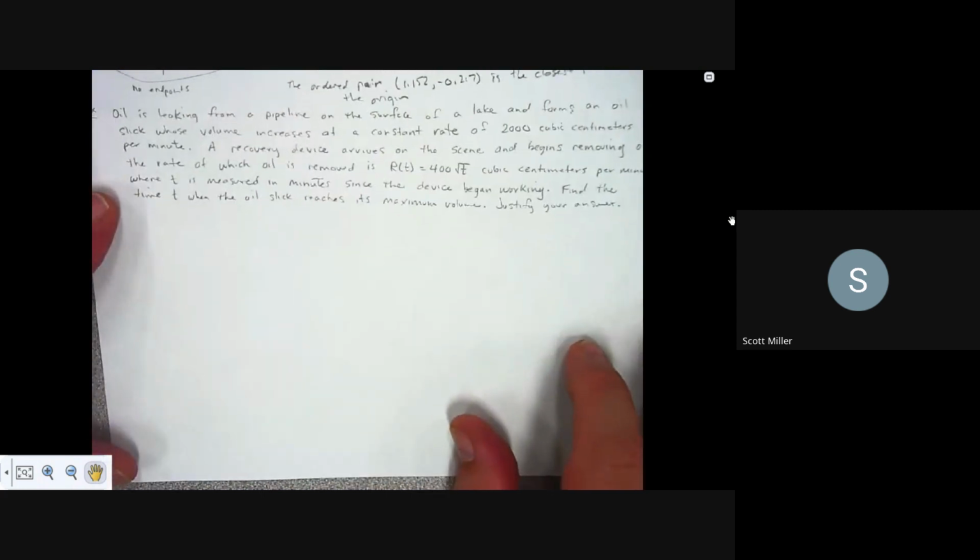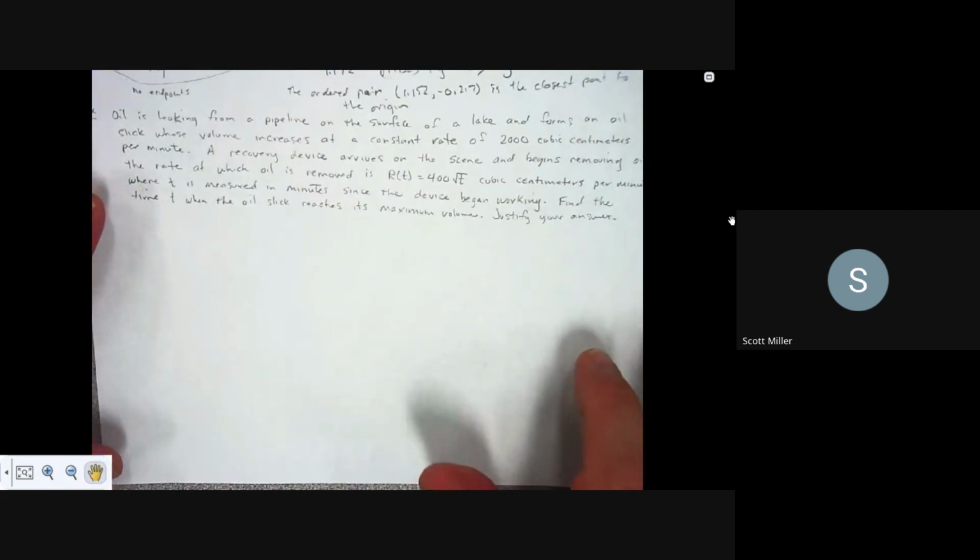Let's take a look at the next one, the last one here. Okay, we got an oil problem. The oil is leaking.